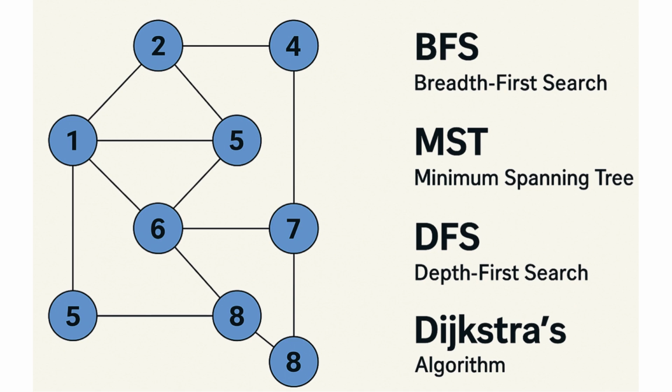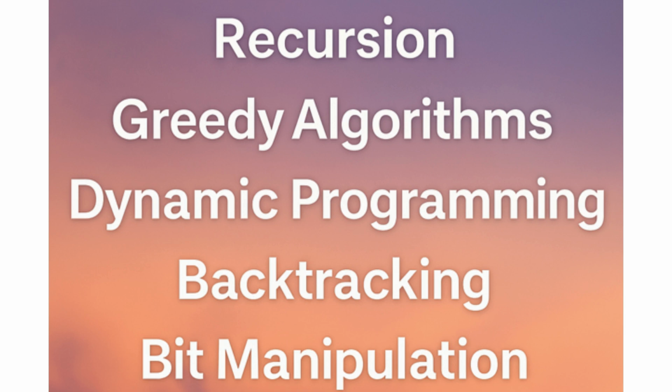BFS, breadth first search. A traversal algorithm that explores all neighbors at the current depth level before moving to nodes at the next level. Dijkstra's algorithm, a shortest path algorithm that finds the minimum distance from a source node to all other nodes in a graph with non-negative edge weights. These are the most important part of DSA which needs to be focused on.